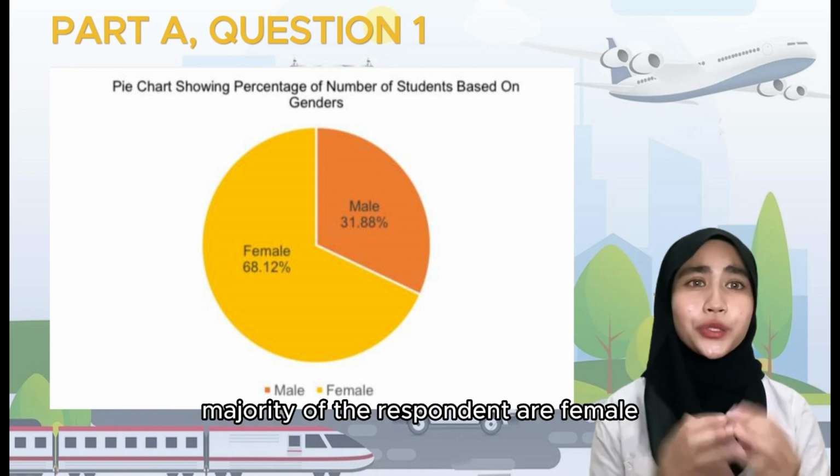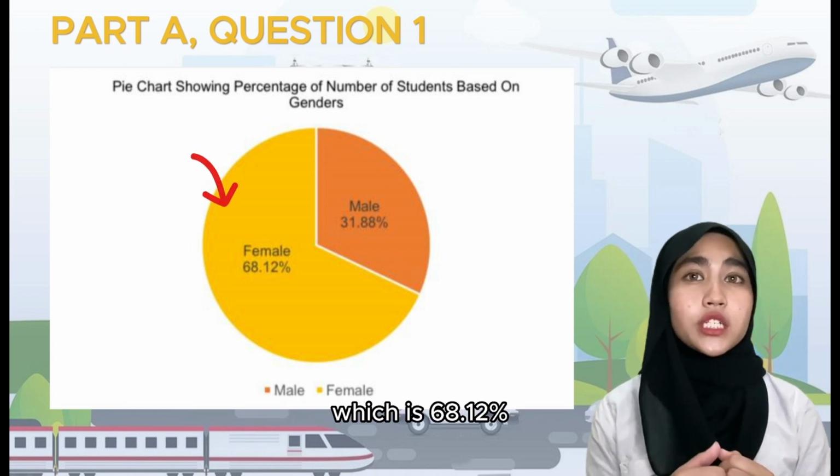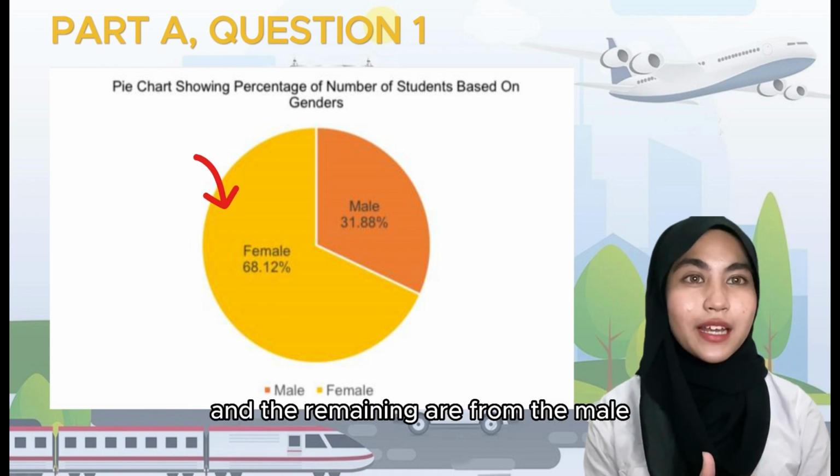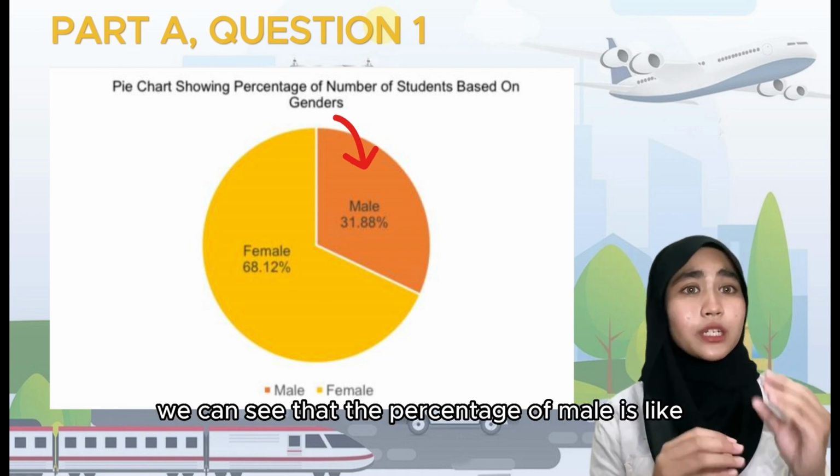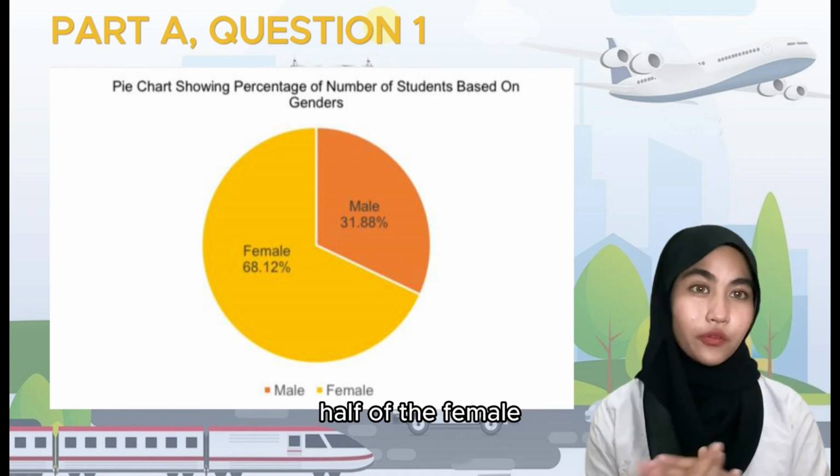As we can see, the majority of the respondents are female, which is 68.13%, and the remaining are male, which is 31.88%. We can see that the percentage of male is about half of the female.